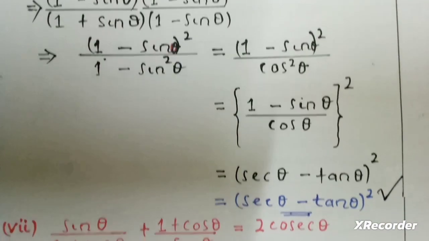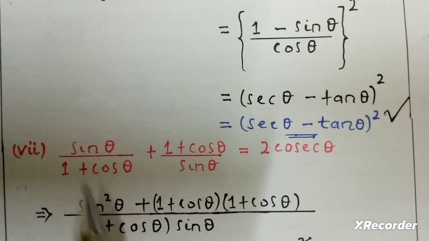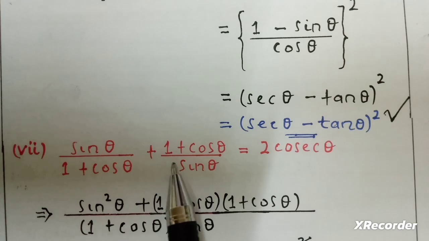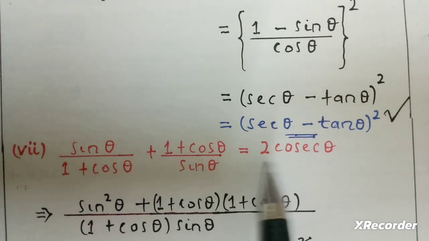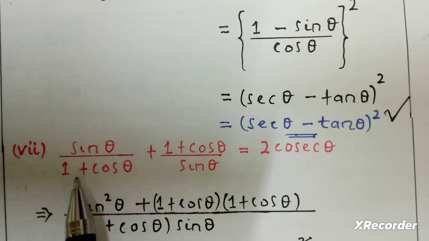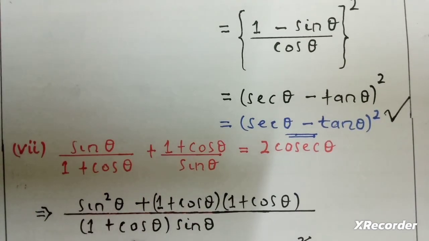Finally we come to the last identity we want to prove, and it says sine theta all over 1 plus cos theta plus 1 plus cos theta all over sine theta. Prove that it is 2 cosec theta. So we look for the LCM here. You divide by that, you get sine squared plus, you divide by sine, you get 1 plus cos theta multiplied by 1 plus cos theta.